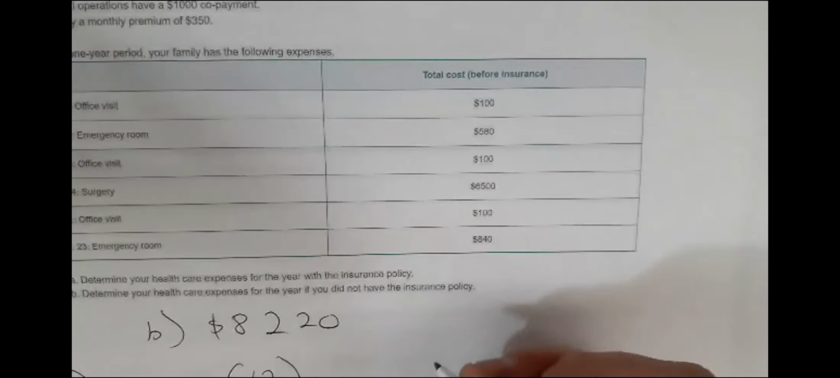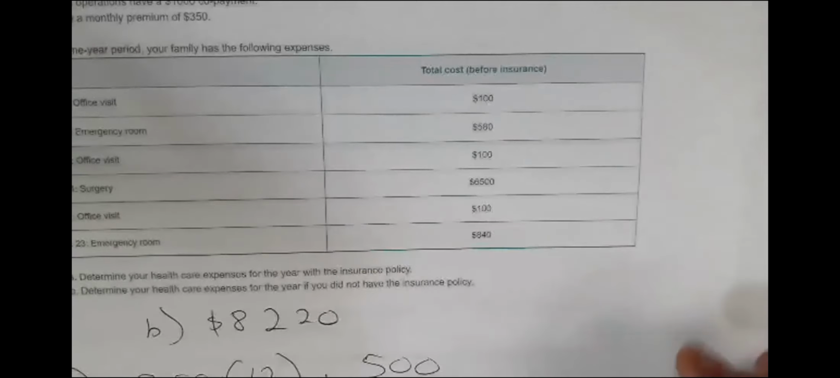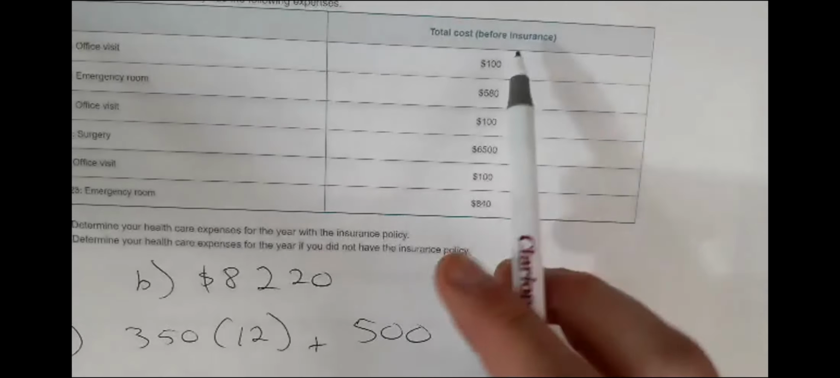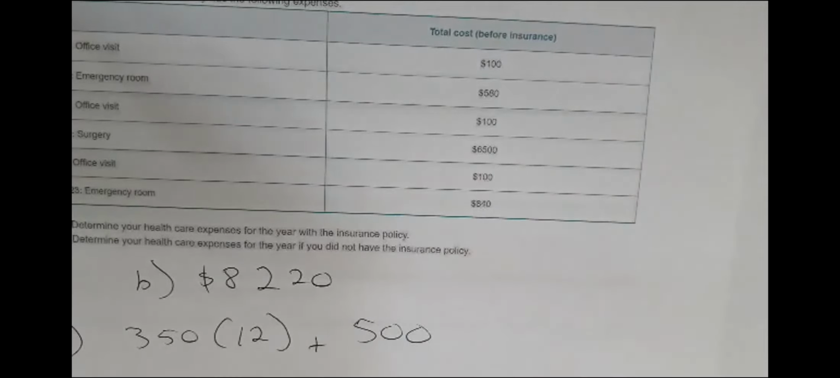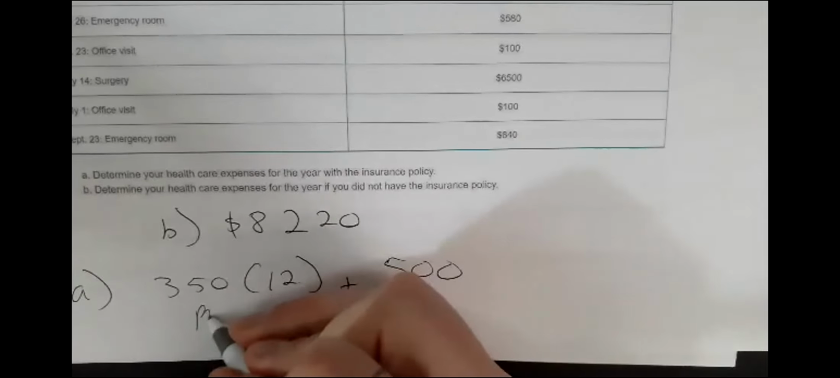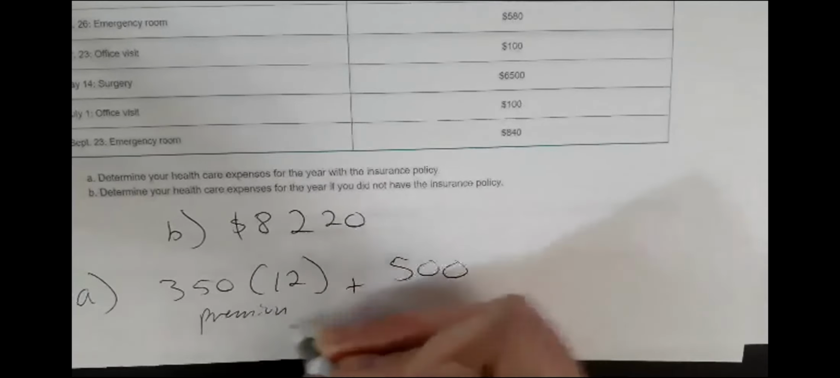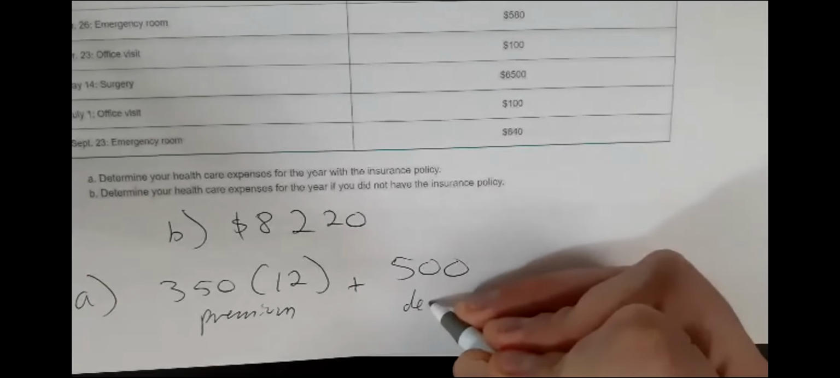I'm also going to end up paying at least $500 in the deductible. All these are going to total up more than $500. I'm going to end up paying that full deductible. This is my premium. This is the deductible.